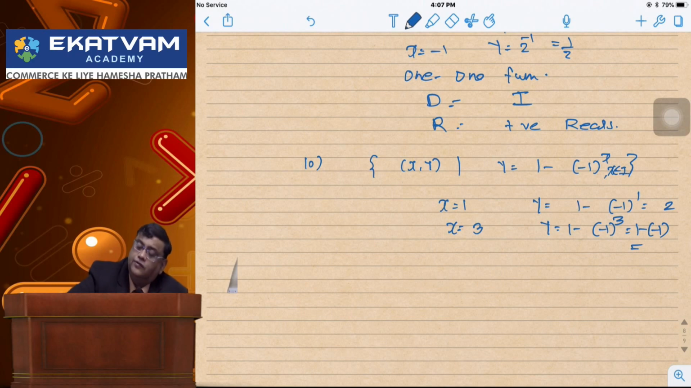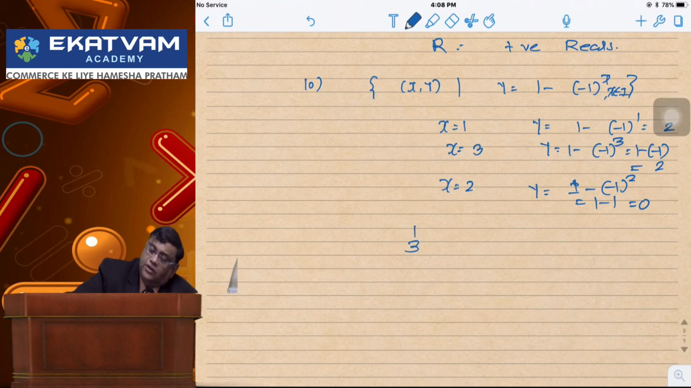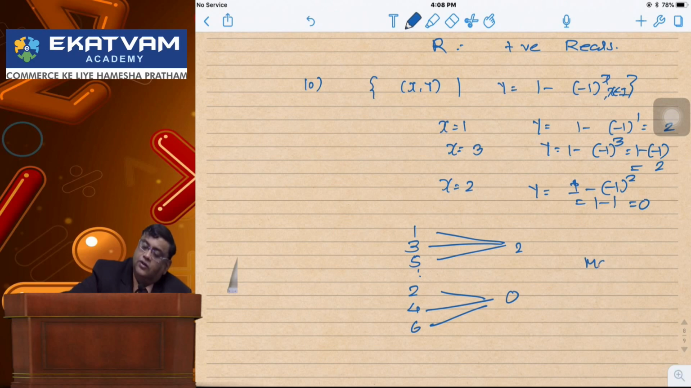अब ये 1 minus 1 का क्यूब ये भी 2 होता है, लेकिन x 2 लिया तो y इक्वल टू 1 minus -1 का स्क्वायर दैट इज 1 minus 1, 0 होता है. दैट मीन्स 1 3 5 कुछ भी ऑड नंबर लिया तो इसके लिए ये 2 आएगा, और 2 4 ऐसा कौन सा भी इवन नंबर लिया तो ये 0 आएगा. सो दिस इज मेनी वन फंक्शन, and it is many one with what domain?